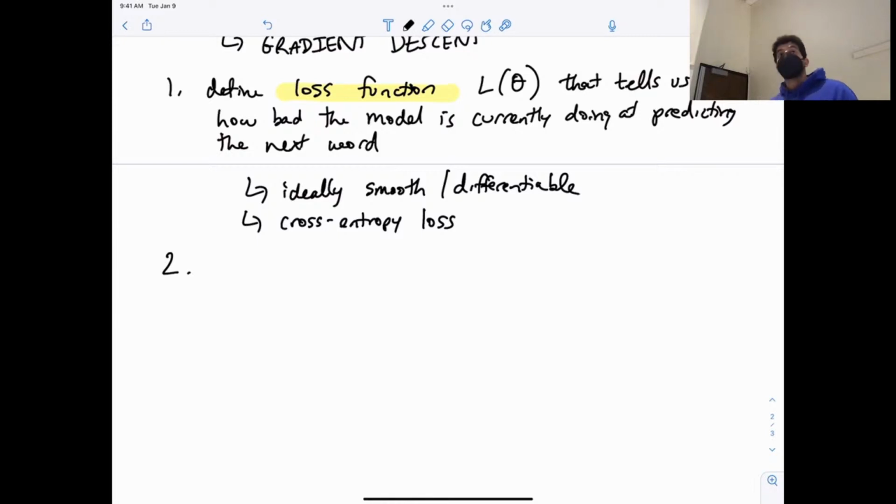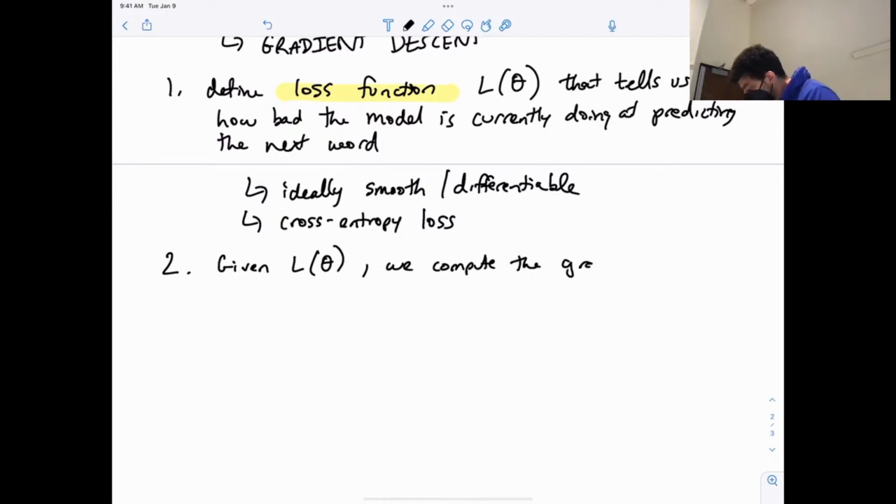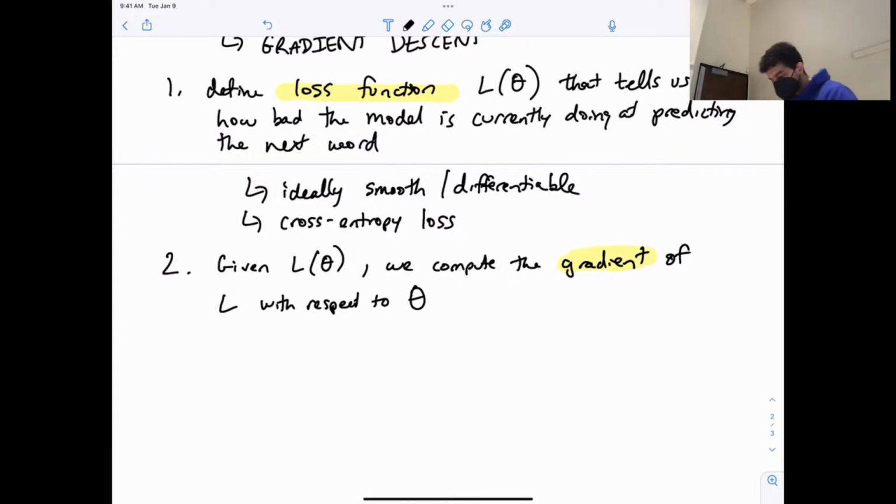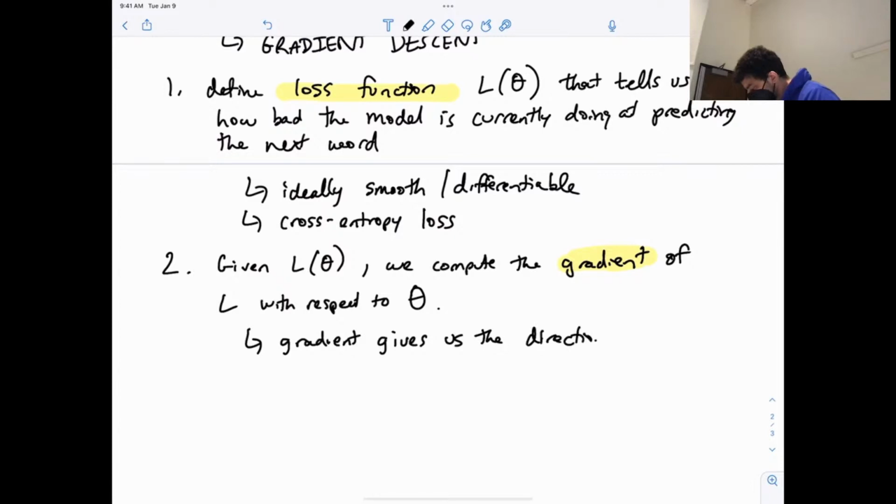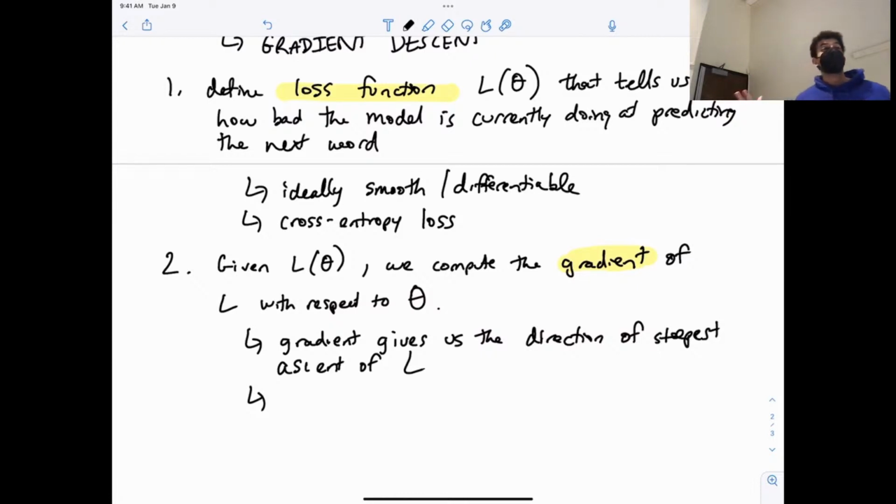All right, so given some choice of loss function, like the cross-entropy loss or the square loss, there's many other different types of loss functions you could use. The next step is to compute the gradient of L with respect to theta, the model parameters. So what is the gradient? The gradient formally gives us the direction of steepest ascent of the loss function. But let's look more intuitively at what this means.